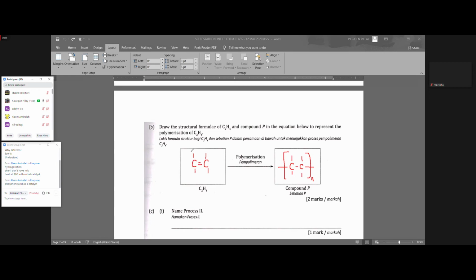But the N will come here. This one, the N will come here. You are just drawing ethene only. We're not drawing the monomer. Understand? But the monomer is ethene. Whatever you can put N also, I will still accept.